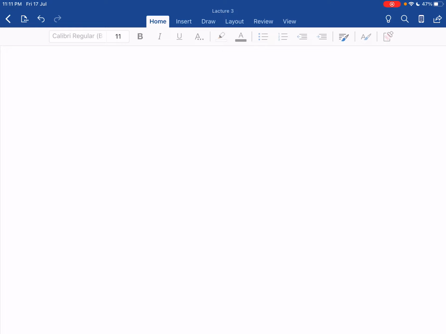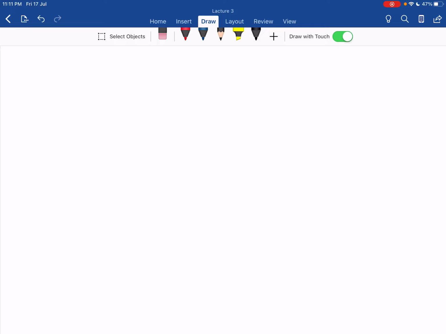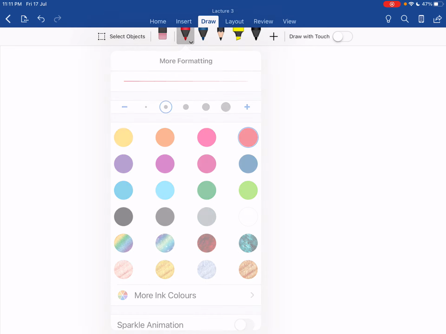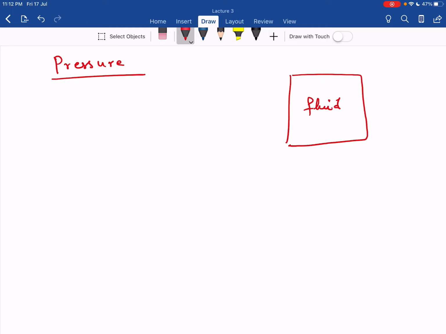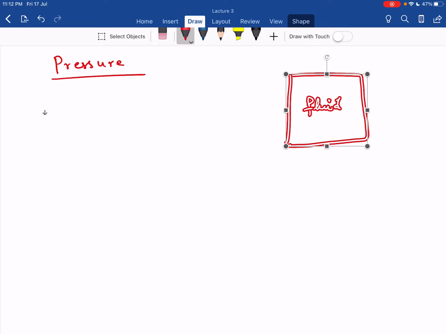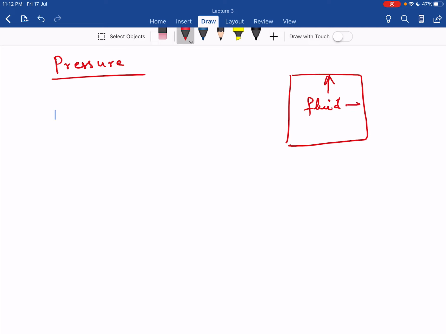So in last class, we have taken up various properties of fluids. In continuation to that, we have next property that we call as pressure. Now say we have a container and that container is filled with some fluid. Now this fluid exerts force on the wall of the container in all the directions.